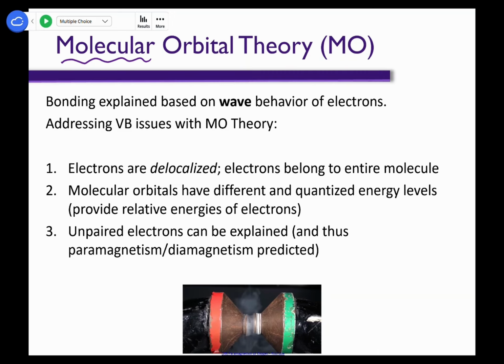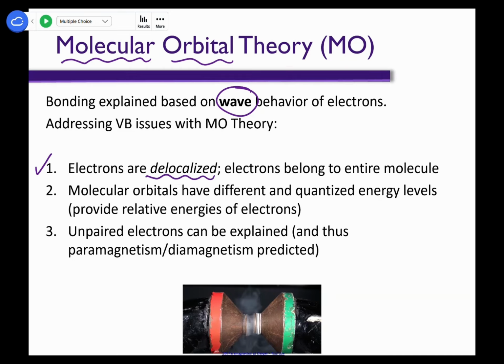Molecular orbital theory goes back to electrons behaving as waves, and we need to remember what those wave conditions are. Item 1, electrons are delocalized. That's a direct contradiction to valence bond theory, where electrons were localized and stayed where we put them and hung out right between those two atoms.